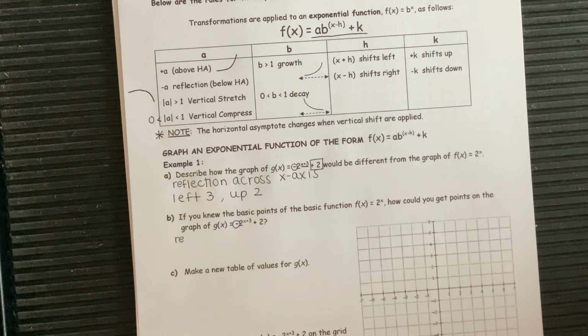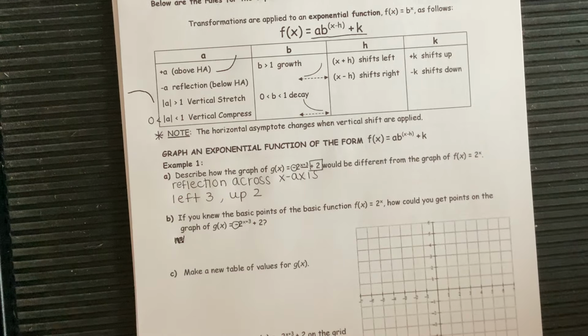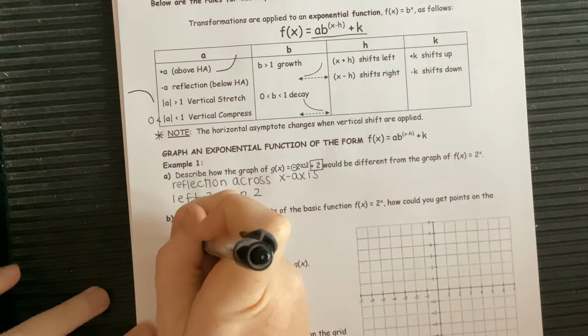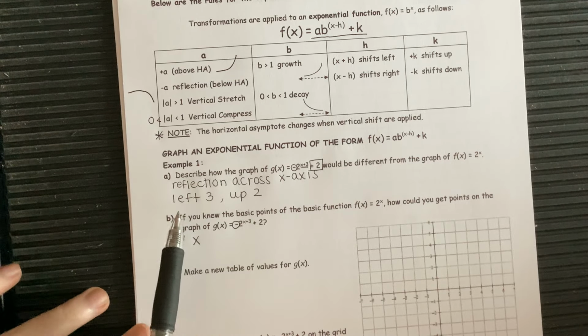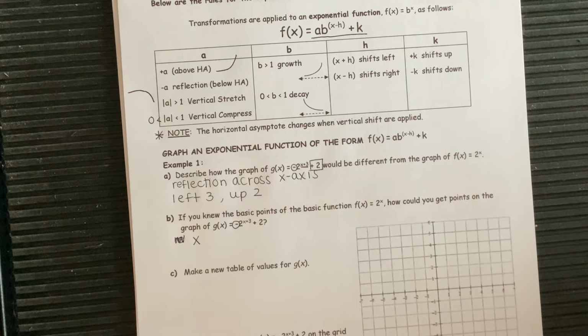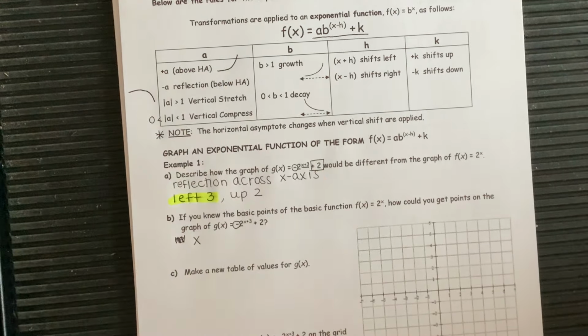Next thing says, if you knew the basic points, so say you knew what the points were for your original, how would you get the points of your new one? All right. So you have to think about what the rule is that's happening. So to go from your original to your transformed, what's happening to your x's, what's happening to your y's. So for your x's, out of the 3 transformations that we said, the only one that's going to affect our x is going to be the fact that we went to the left 3 units. All right. The other 2 transformations are going to affect y values.